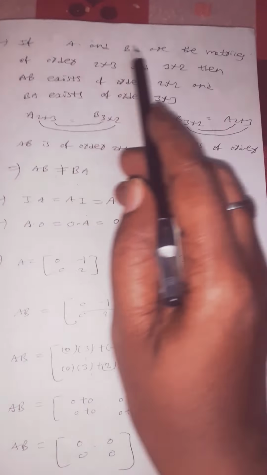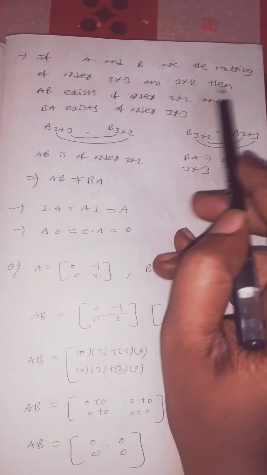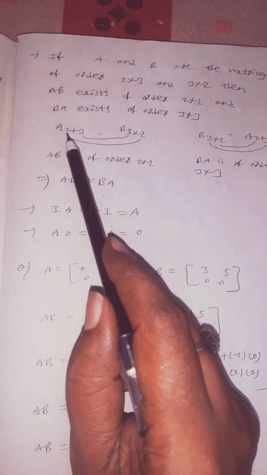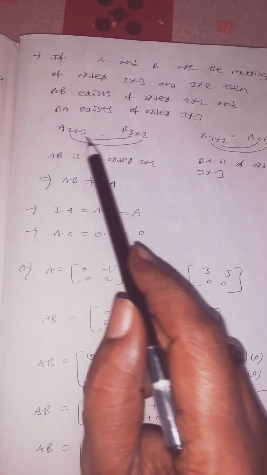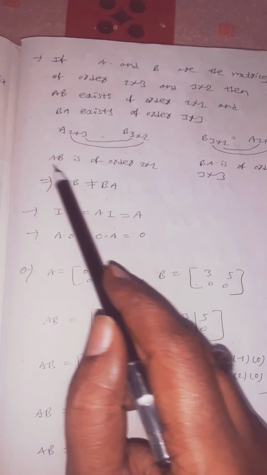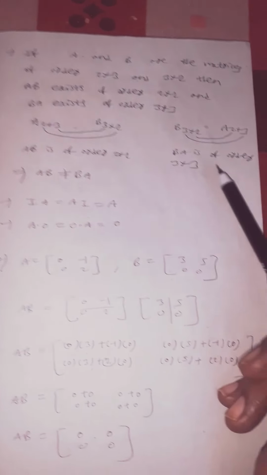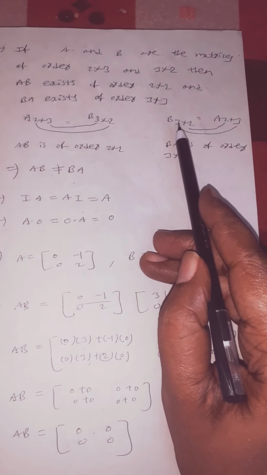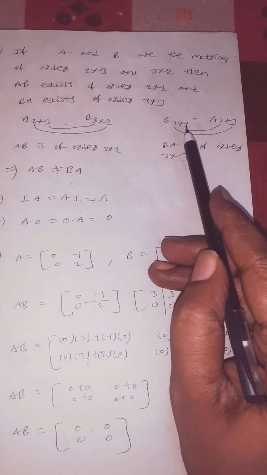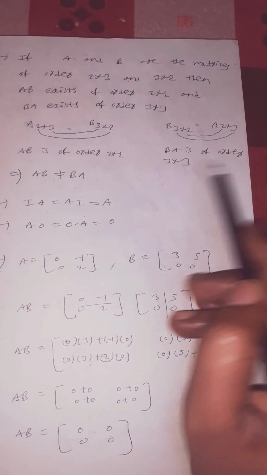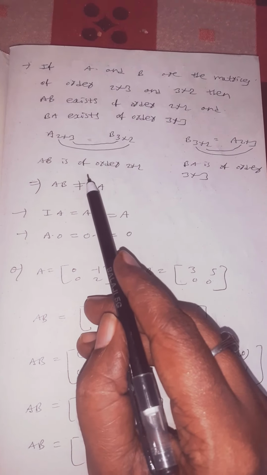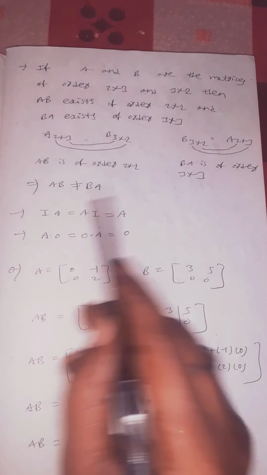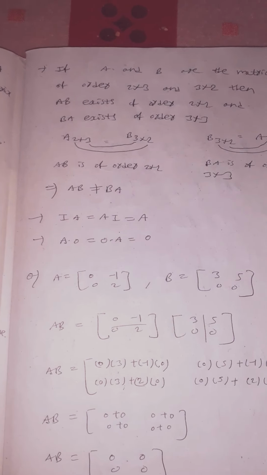Next, if A and B are matrices of order 2 by 3 and 3 by 2, then AB exists of order 2 by 2 and BA exists of order 3 by 3. So here A is 2 by 3, B is 3 by 2 I have taken. Here column is 3, row is also 3, satisfied. So AB is of order 2 by 2. And here, see, B is 3 by 2, A is 2 by 3. Column same, row same. BA is of order 3 by 3. So here order 2 by 2 came, here order 3 by 3 came. We cannot say equal. So AB is not the same as BA.